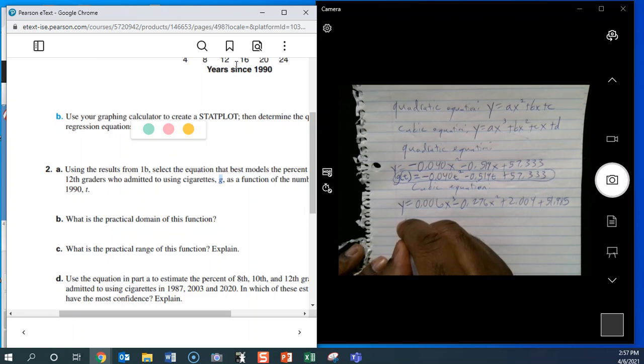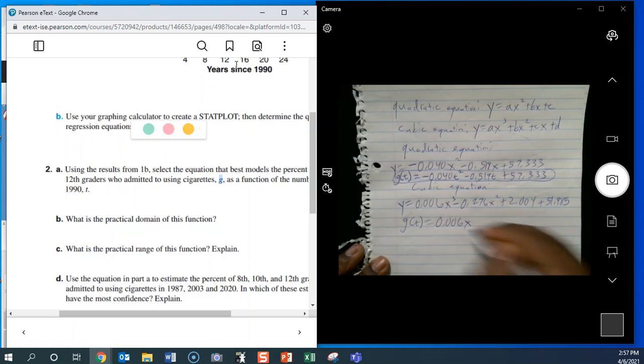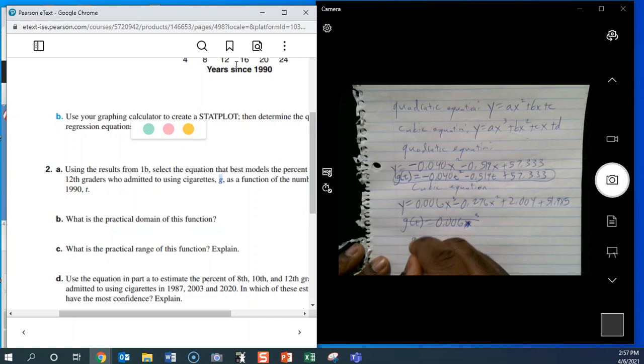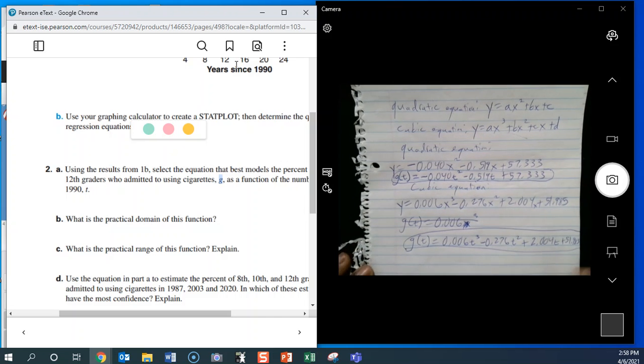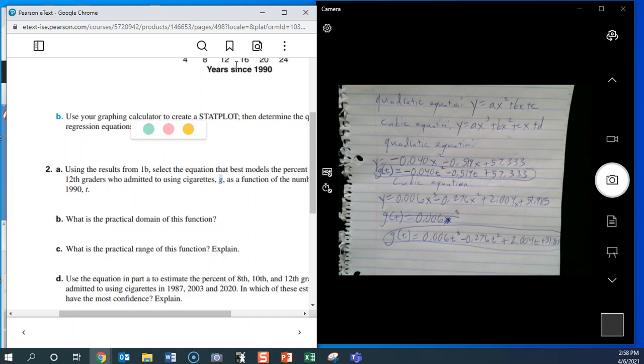Then the same thing down here. You have g of t is equal to 0.006 t cubed, minus 0.276 t squared plus 2.004 t plus 51.985. And this is the formula here. Now, we're done with 410.